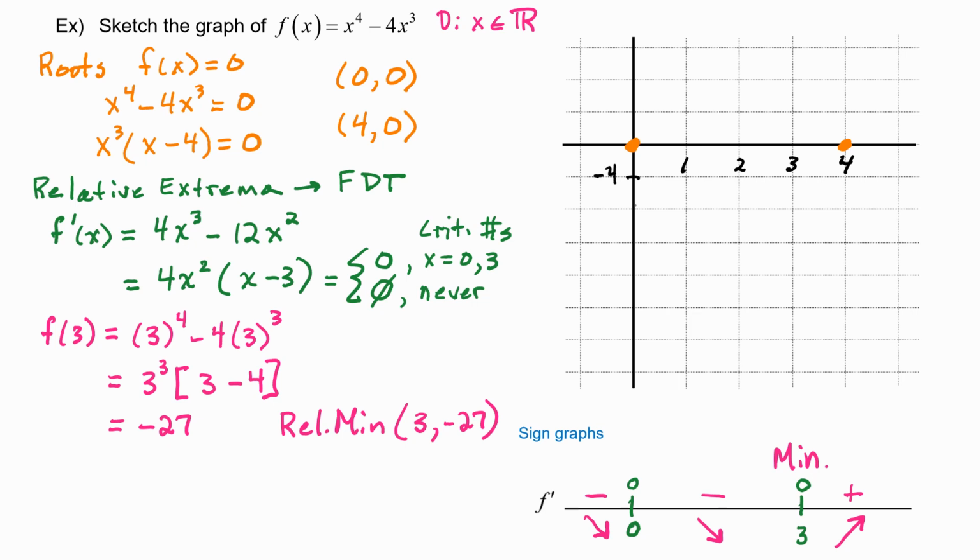So we have -4, -8, -12, -16, -20, -24, and -28. Then that means this minimum of (3, -27) is going to be about right here. We know there is a horizontal tangent there, and we know that a minimum will have to look like this, a smooth curve.